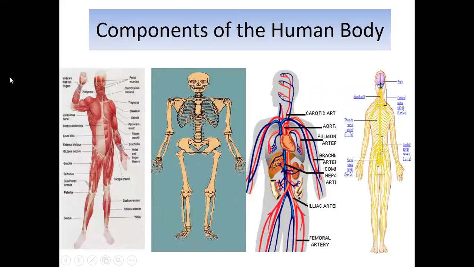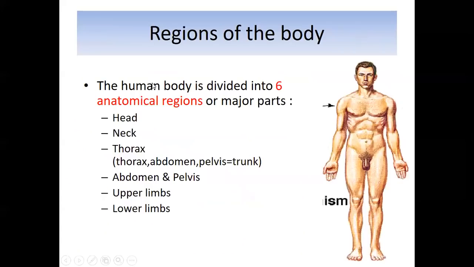So you can see here, this is a picture just to show you the components of the human body. This is the muscle of the body. This is the skeleton, the bone, and this is the cardiovascular system. You can see here the blood vessels, and then this is the nervous system.